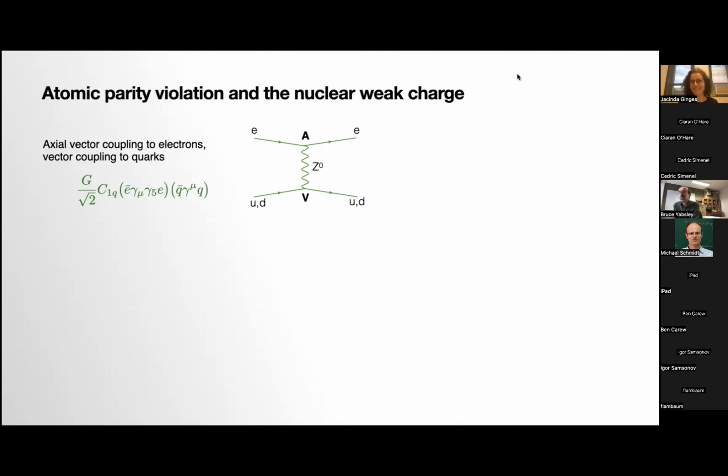Okay, so I'll continue then. The dominant parity violating effects that you have in an atom arise due to the Z boson exchange between the electrons in the atom and the quarks, of course, within the nucleus. In the case where you get the axial vector coupling to the electrons and the vector coupling to the quarks, you can write this as the product of these currents with some coefficient C1.